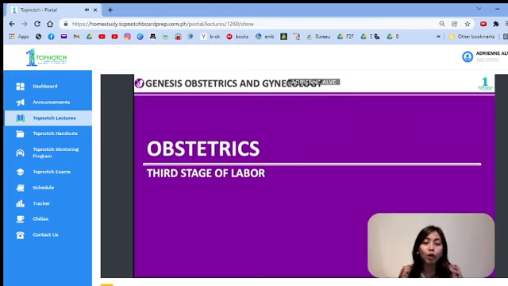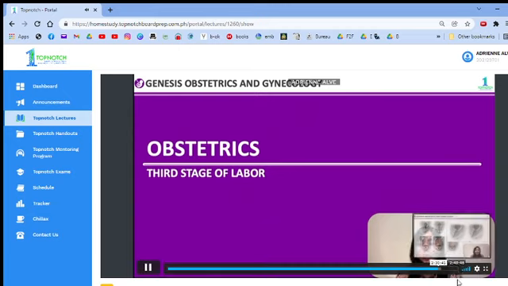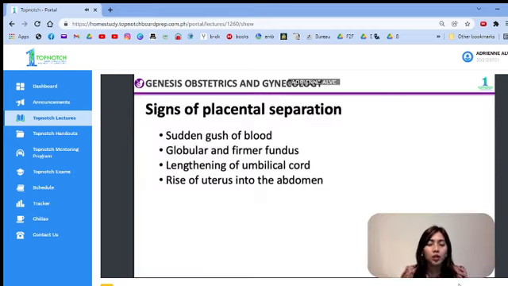Okay, so finally we move on to the third stage of labor. So again, ano yung third stage of labor? This is from fetal delivery up to the part when the placenta is delivered. Okay? So ano yung important malaman sa third stage of labor? First is signs of placental separation. So ano yung mga signs of placental separation?